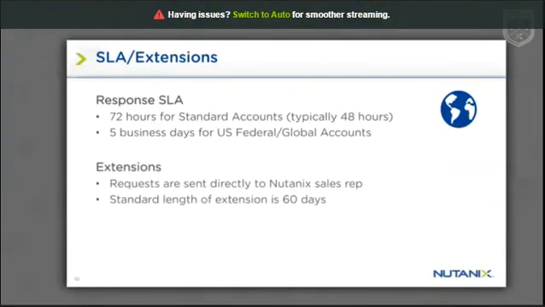So once a registration is approved, it's valid for up to 90 days. However, if more time is needed to close the deal, we do accept extensions. So extension requests just need to be made to the Nutanix sales rep directly, and if approved, the expiration date will be pushed out an additional 60 days, which is our standard length of extension.